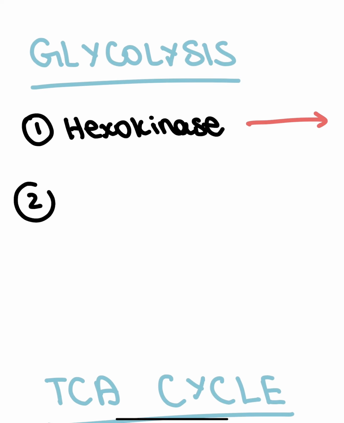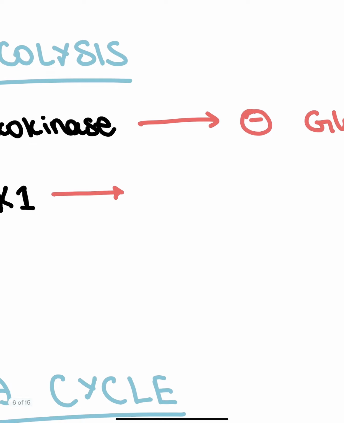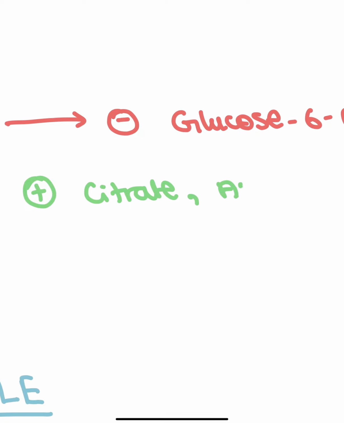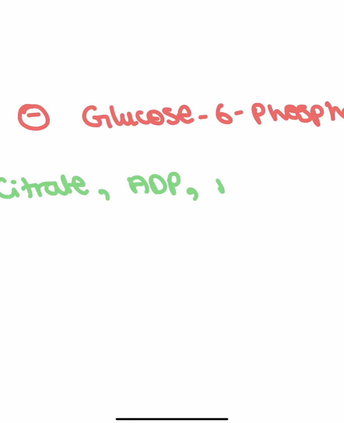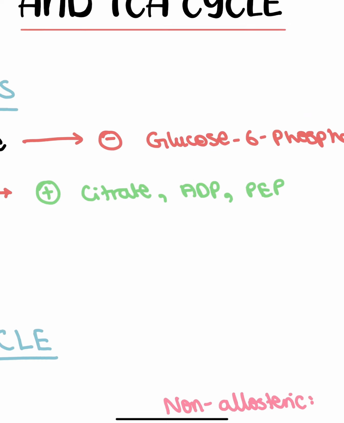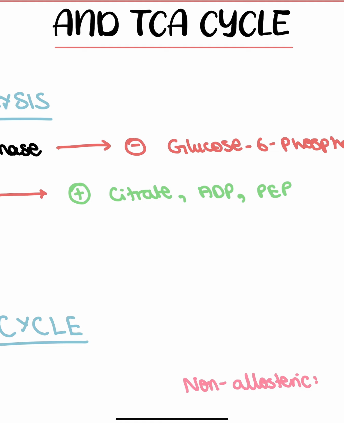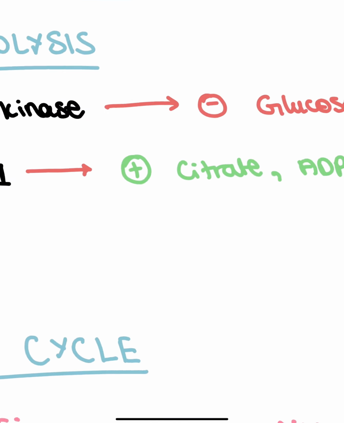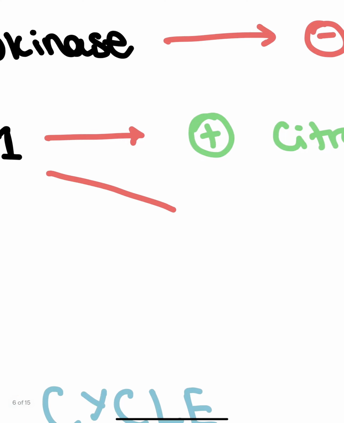Now, the second enzyme that I want to talk about is phosphofructokinase 1. Now, this is inhibited and it's also activated. So let's talk about things that activate it first. Citrate is your first one that activates it. We also have ADP that activates it, and phosphoenolpyruvate, which is the second last step of glycolysis. So all of these things activate or stimulate phosphofructokinase 1 to keep doing its job. But we also have inhibitors.